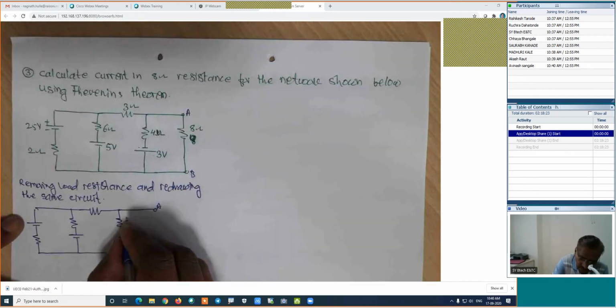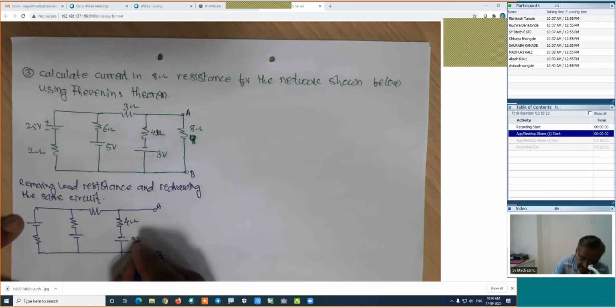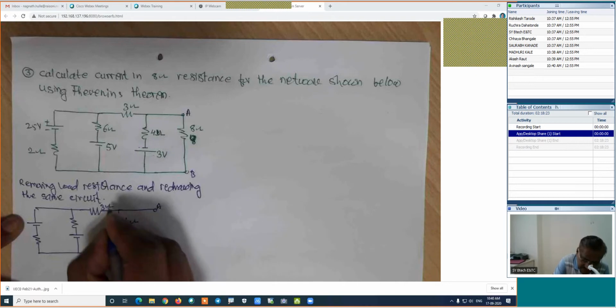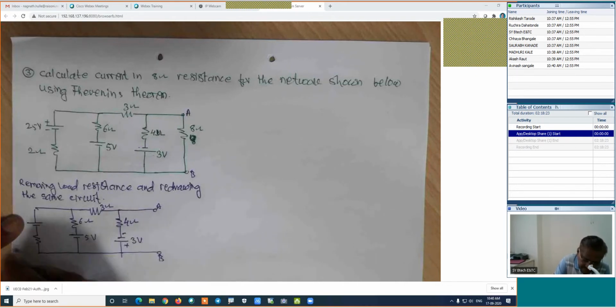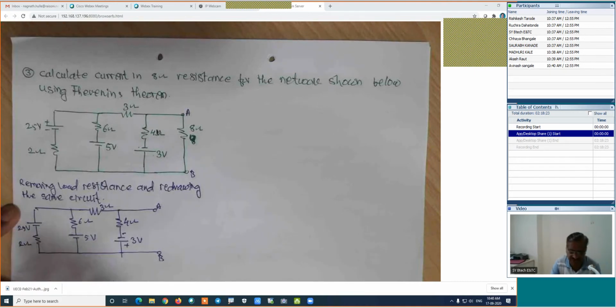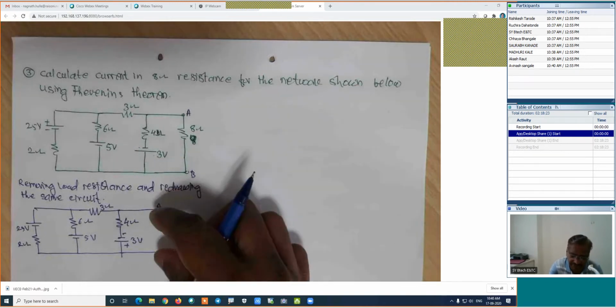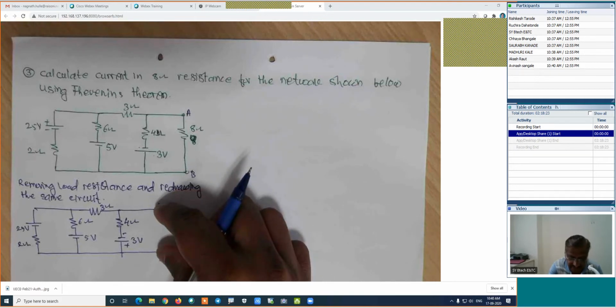This is a 4 ohm resistance. It is 3 volt. This is minus, this is plus. Here it is a 3 ohm resistance. This is 6 ohm. This is 5 volt. This battery is 25 volt. And this is the 2 ohm resistance. These are the terminals A and B. So here our aim is the calculation of the potential at this point, which is nothing but the VTH. Is it right? That is the calculation of the VTH.